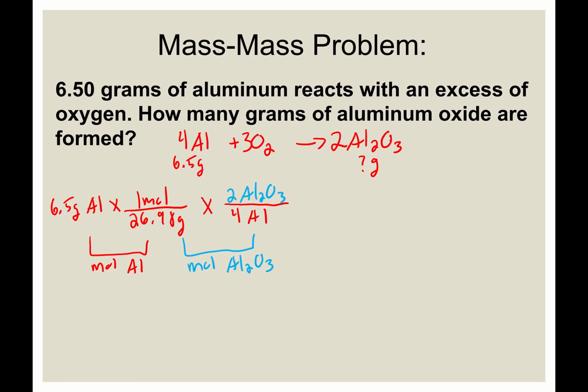Once that step is done, we'll have moles of aluminum oxide. And now the last step is to convert it into a mass. Once we have moles, we just have to multiply by the molar mass of aluminum oxide, which is 101.98 grams per mole. This third step will get us to grams of aluminum oxide. We just go ahead and calculate it all. We end up getting 6.5 grams times 1 over 26.98 times 2 over 4 times 101.98, and we get 12.3 grams of aluminum oxide can be formed.